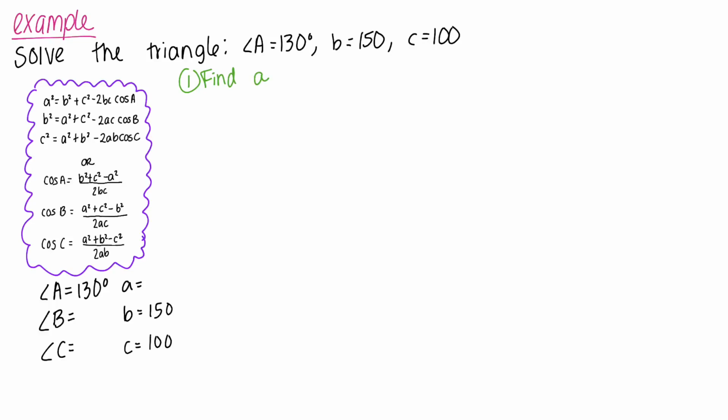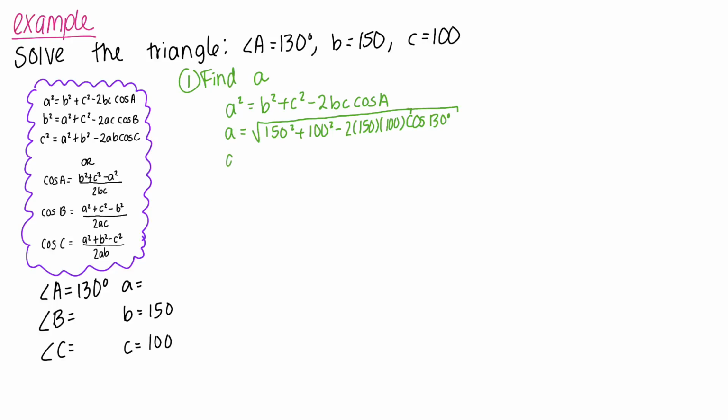So let's find side length A. To find side length A, our side length formulas are these guys here. So we're looking at this first formula. A squared is equal to B squared plus C squared minus 2BC cosine A. So A is equal to the square root, since we're going to have to take that square root eventually, of 150 squared plus 100 squared minus 2 times 150 times 100 times cosine of not angle A, but 130 degrees, which is what angle A is.